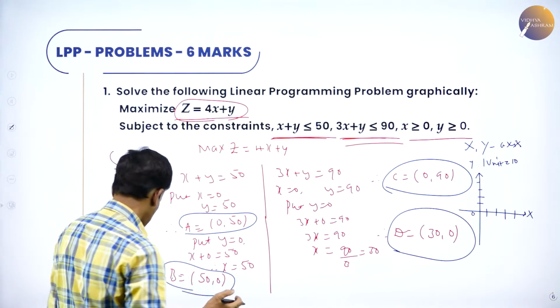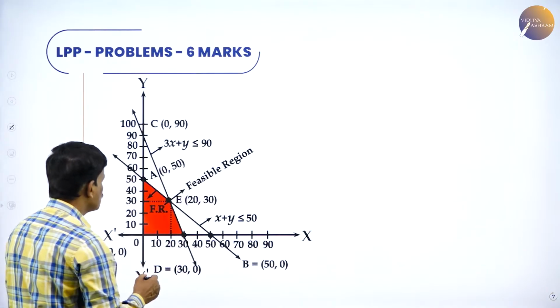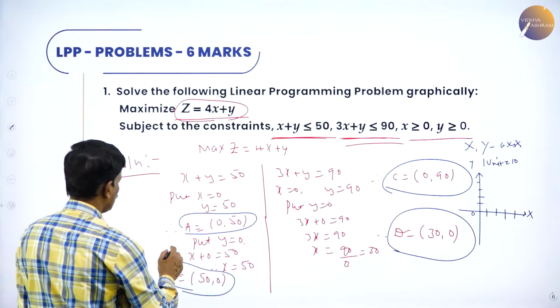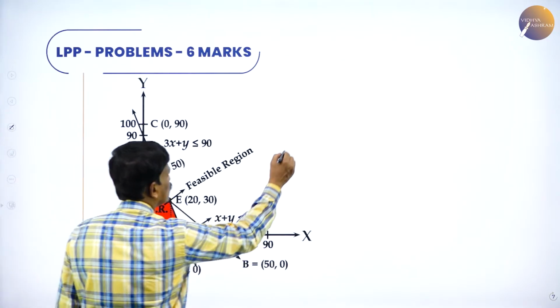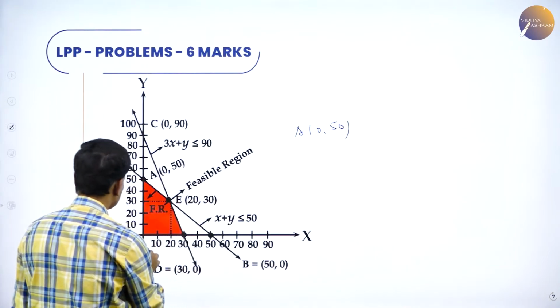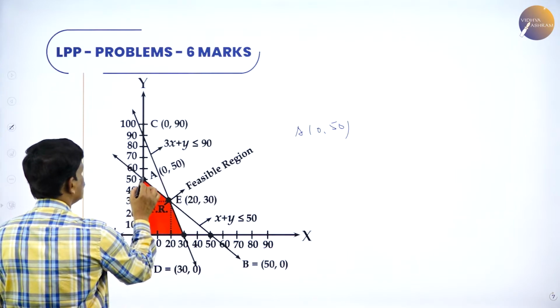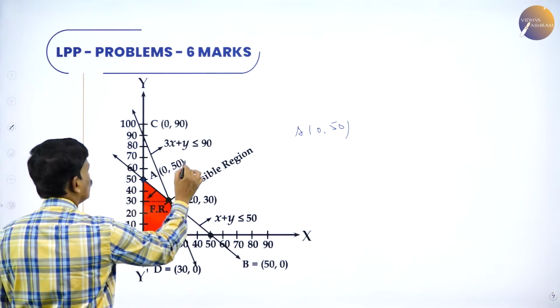Now let me represent this in a graph sheet. This is the x-axis and y-axis. What is A? The value of A is 0 comma 50, where x is equal to 0 and y is equal to 50. So this is A, A is equal to 0 comma 50.